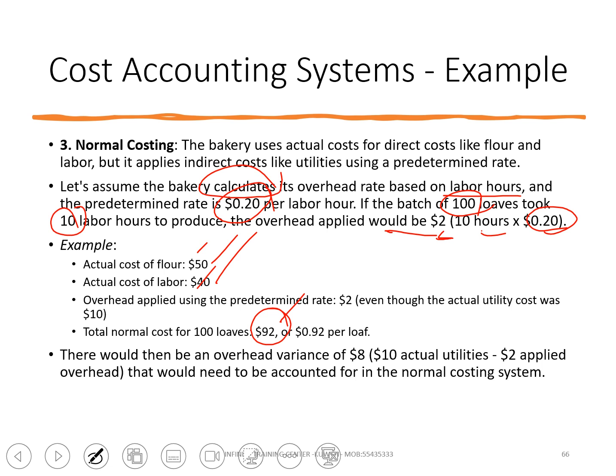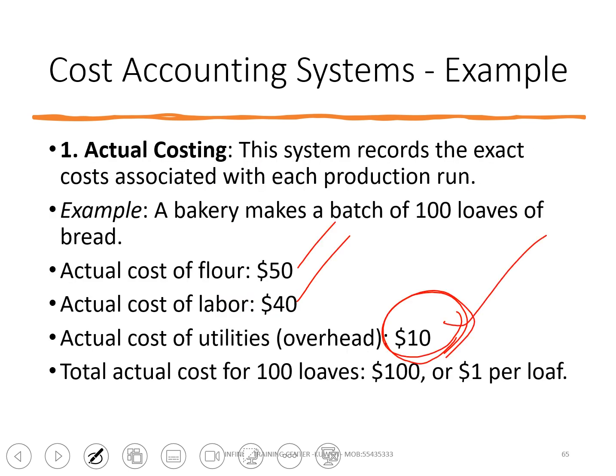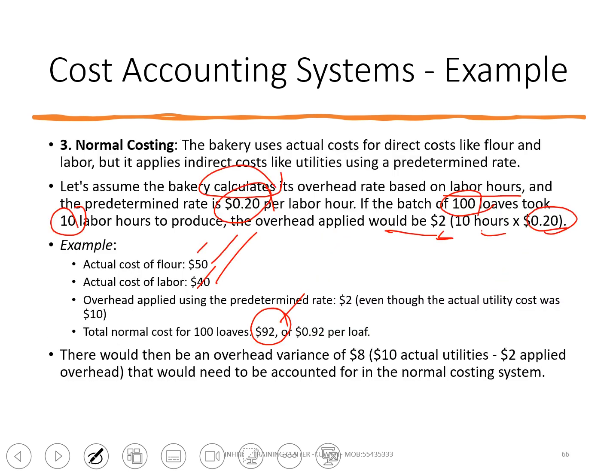So now you have a variance, right? You actually spent $10 in overhead, but you applied only $2. That means you have a variance in this case of $8. Okay, so this is normal costing.